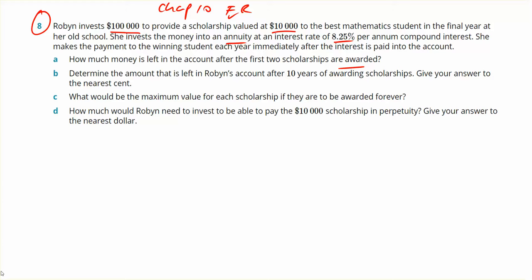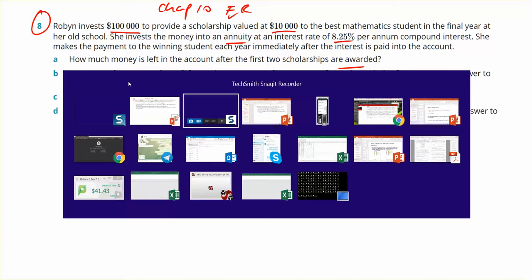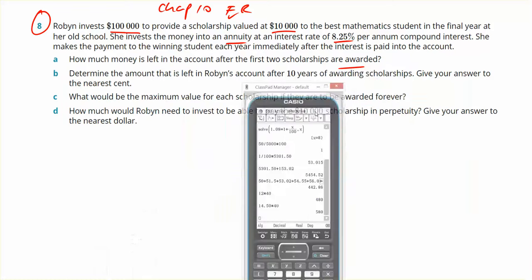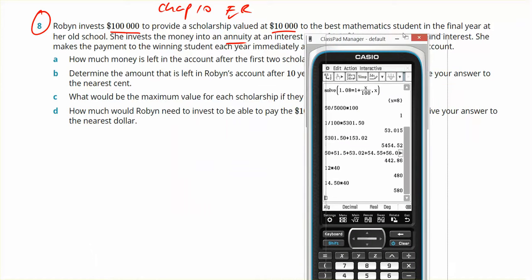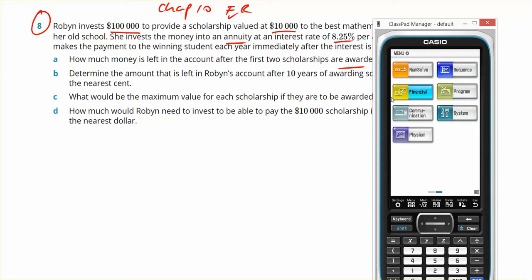Okay, so a scholarship is awarded at the end of each year, and it's an 8.25% per annum interest rate. So how much money is left in the account after the first two scholarships are awarded? If I go onto Finance Solver, we can work this out.